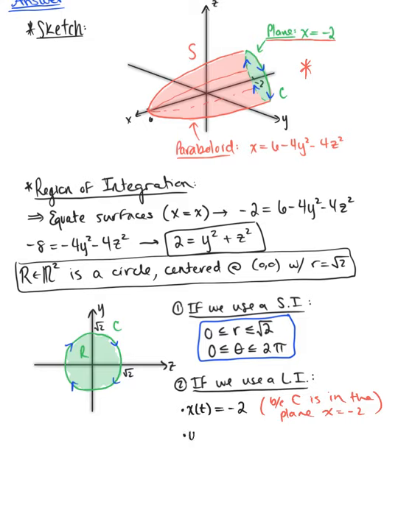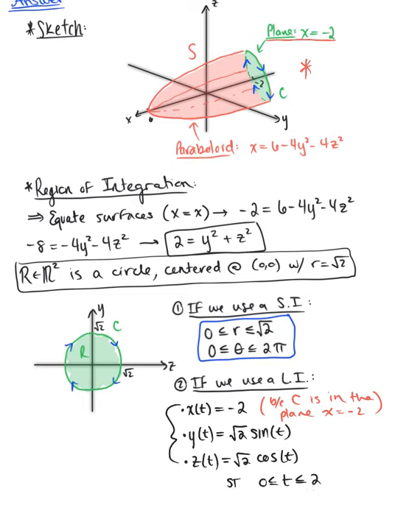So the one parameter description for the y coordinate is the square root of 2 sine of t. And then we're treating z here like it's the x-axis. So we can say that z of t is equal to the square root of 2 cosine of t. And this would all be such that t is greater than or equal to 0, less than or equal to 2 pi.